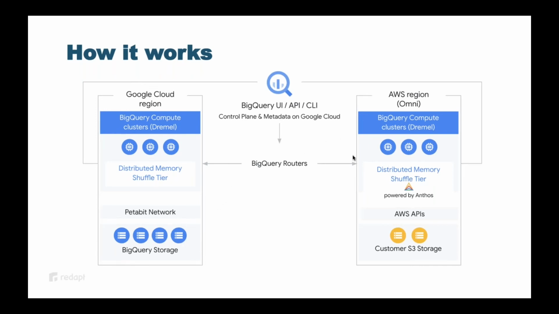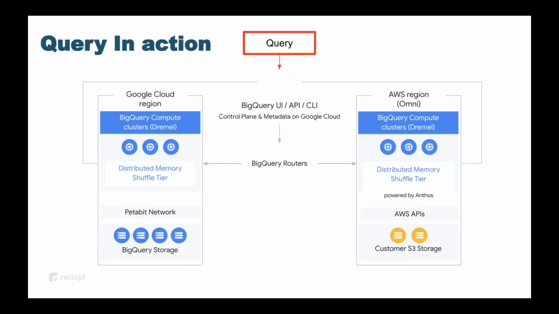Well, what Omni does is essentially the same thing. It instantiates a compute cluster running Dremel within the other public cloud using virtual machines. It uses all of the inherited APIs within that cloud to access the customer's S3 storage. So again, here, compute is separated from storage.